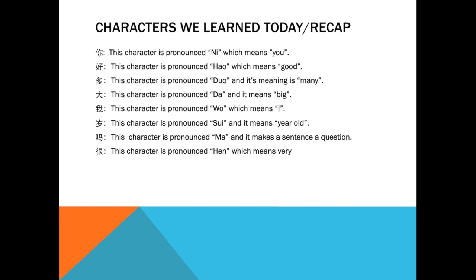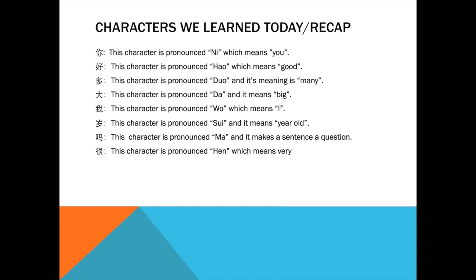Okay, so now we're going to go through a quick recap and the individual meanings of the characters we learned today. One of the first characters we learned today was in ni hao. This character is pronounced ni, which means you. Another character we learned today, still in ni hao, is pronounced hao, which means good. And we also learned the character duo, which means many, in ni duo da. Then we learned the character da, still in ni duo da, which means big.